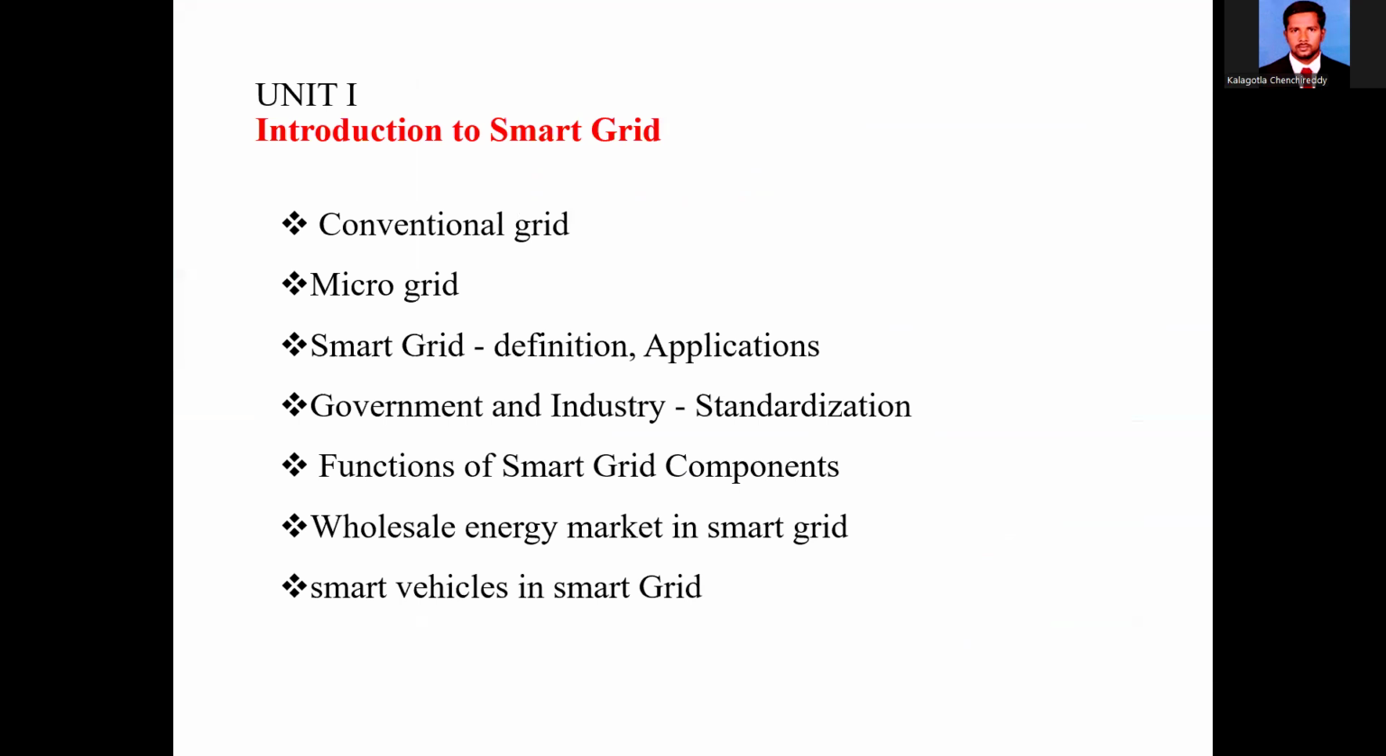Unit 1, introduction to smart grid: conventional grid, microgrid. Conventional grid is the interconnection of generation, transmission, distribution, and utilization. In a conventional grid, power flows in only one direction. Next, microgrid. A microgrid is the interconnection of generation and utilization. Generation here means renewable energy sources such as solar, wind, mini hydro and tidal. And smart grid is two-way communication, and it is electronically controlled.